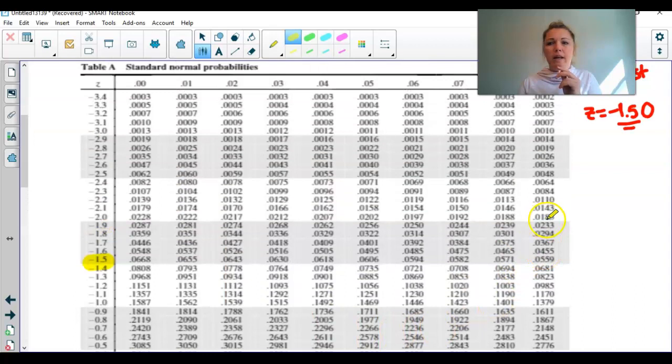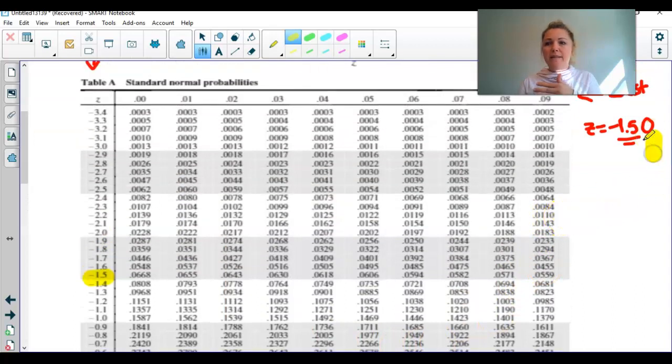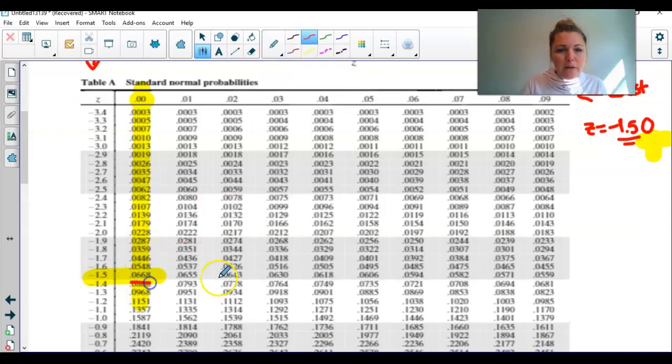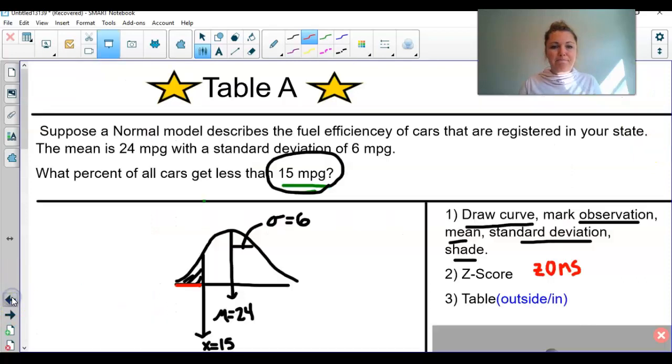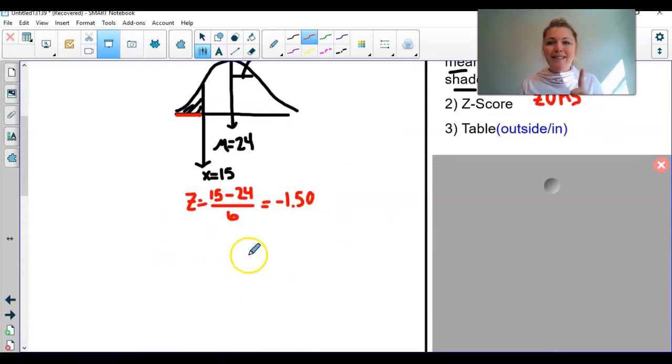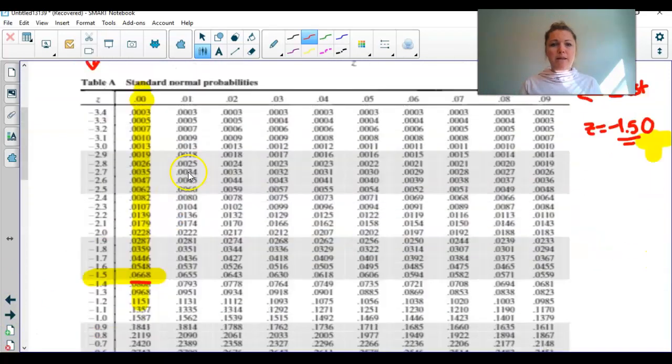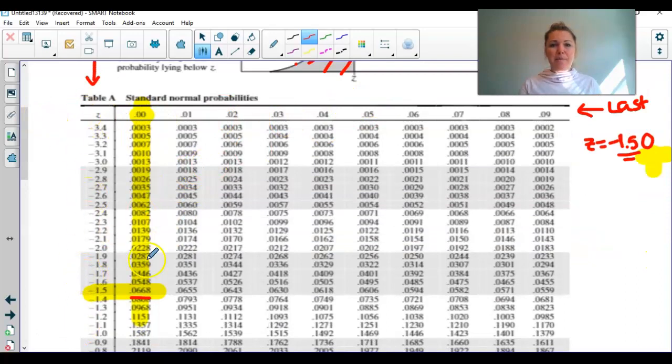And now I'm going to go across on the top and I'm going to find the last digit, which is right here, 0. That meant to be an arrow. So 0 is right here. Now I'm going to see where the row and the column intersect. And that's right there at 0.0668. Oh, and I put outside in for a reason. Let's go back. You can see that we went from the outsides of the table to the inside of the table. That's important to note.